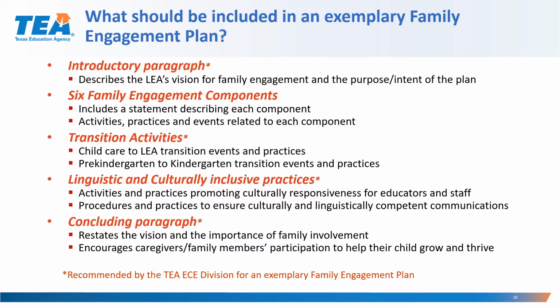Here's a brief outline of the pieces to include in an exemplary plan. First, the introductory paragraph, which will describe the LEA's vision for family engagement and the purpose or intent of the plan. Then, the body of the plan should include the 6 family engagement components, each with a describing statement for the component and then a list of activities, practices, or events related to each component. Transition activities should also be included. This is one of those recommended pieces.